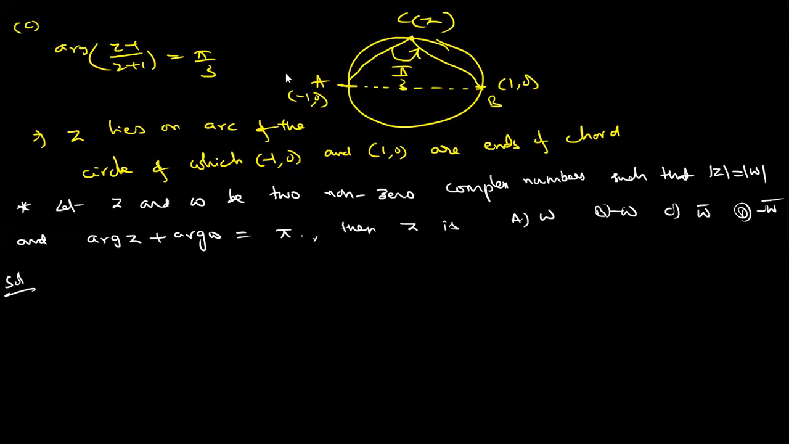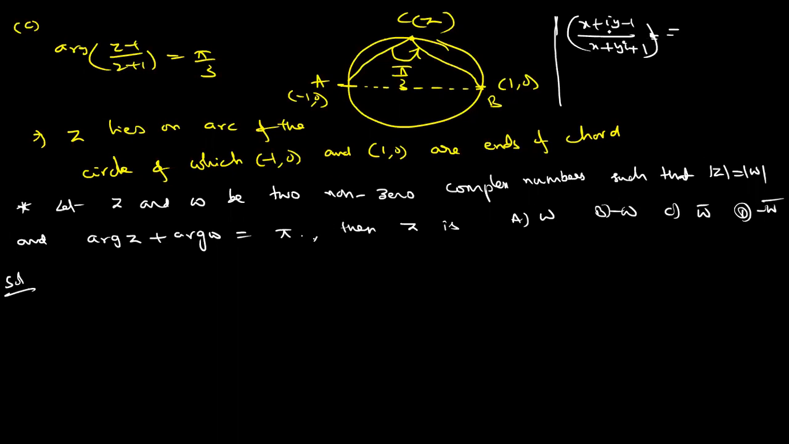See, option C, how can you say that argument Z lies on the arc? Once revise the property. Argument of Z minus 1 by Z plus 1 is equal to pi by 3. Better you can take like this. What is the value of pi by 3? In this case, find out tan inverse.